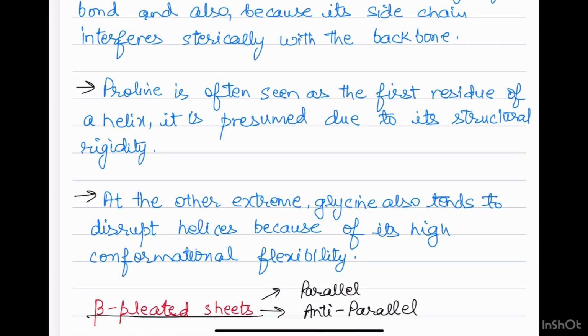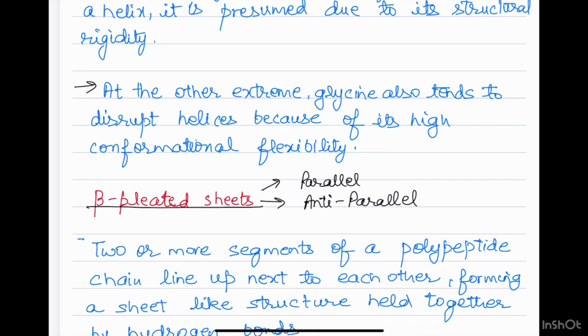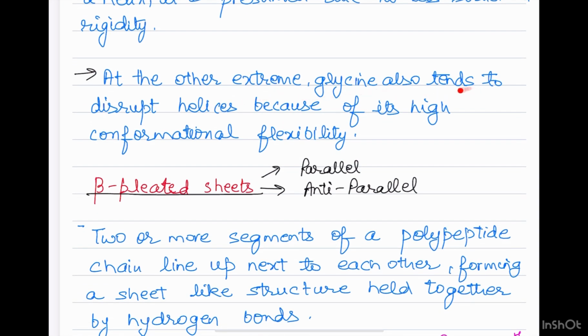Proline is often seen as the first residue of a helix, and this is presumed to be due to its structural rigidity. On the other hand, at the other extreme, we have glycine. Glycine also tends to disrupt helices because of its high conformational flexibility. As we have already studied about the glycine structure, it has a very basic structure with just hydrogen as a side chain.